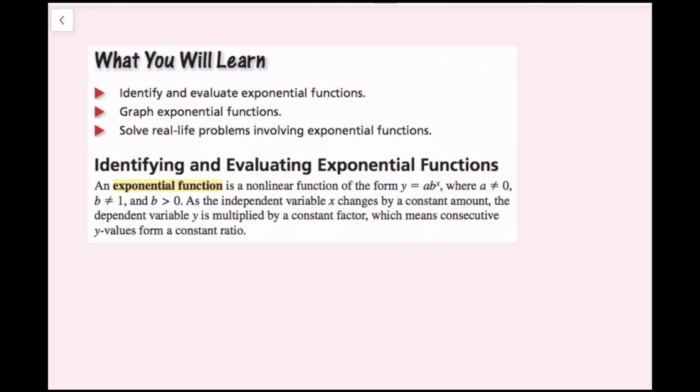As the independent variable x changes by a constant amount, the dependent variable y is multiplied by a constant factor, which means consecutive y values form a constant ratio. Another way to say that is every time we increase x by 1, I'm multiplying my y value by the same thing.